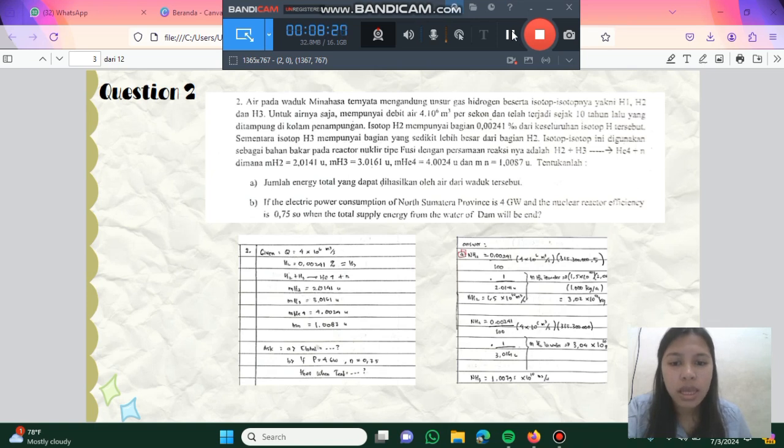And the next is N of H3. So we can see the formulas. The mass of H3 in the water is equal to 3.4 times 10 to the power of 10 grams. So we can find N of H3 is equal to 1.069 times 10 to the power of 10.